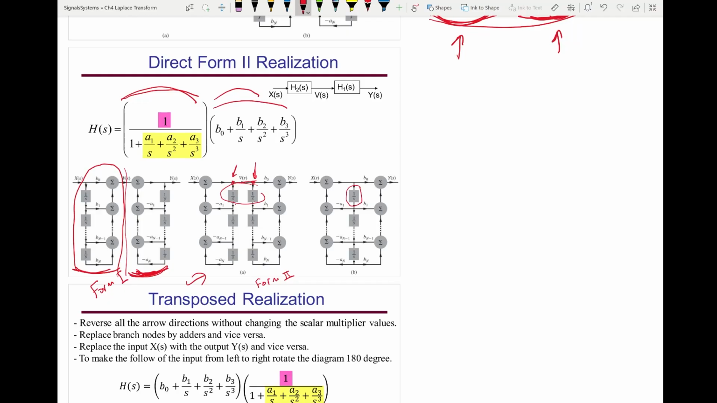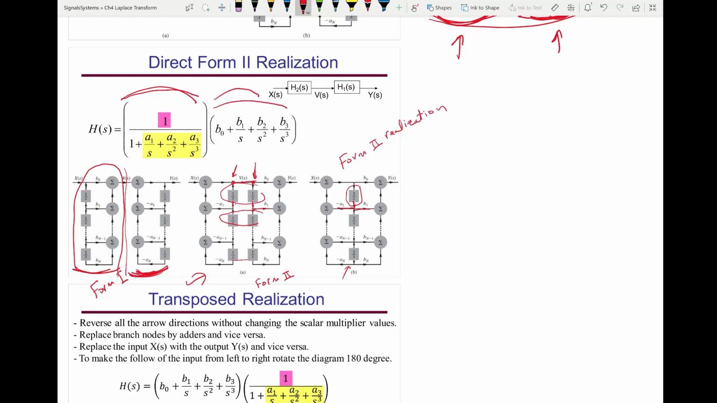And the output of this signal here is the same as the output here. And this will go to minus A1, so this will go to minus A1, and this will go to B1, and this will go to B1 here. Same thing, I combine these, I get this, and I combine this, I get this one. And this is form 2 realization.